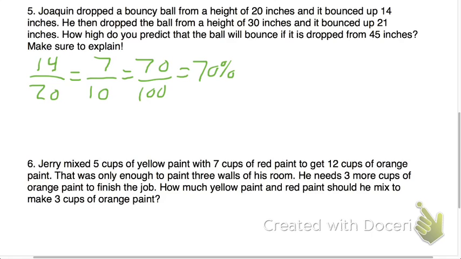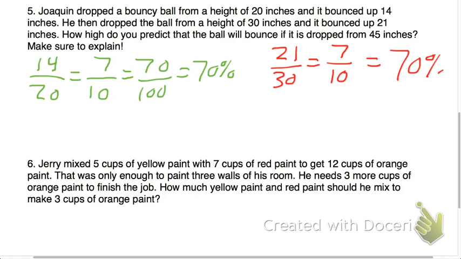Let me look at the next one that was dropped from 30 and bounced up 21 inches. So that one bounced up 21 out of 30 inches. That's the same as 7/10. And I just figured out that 7/10 back here is the same as 70%. So that's going to be equal also to 70%. So it kind of looks like there's this pattern that the ball bounces up by 70%.